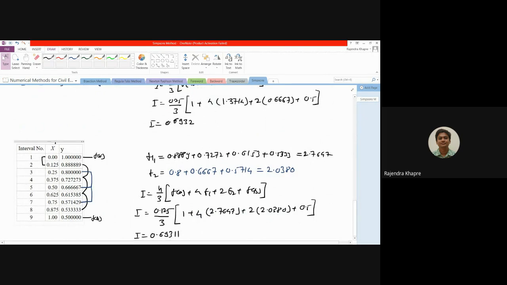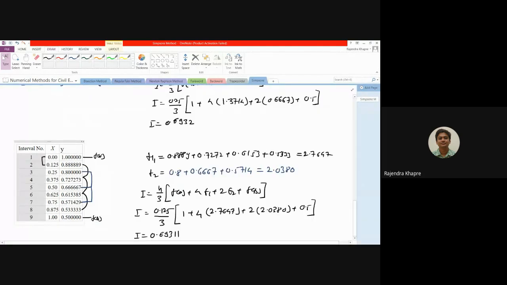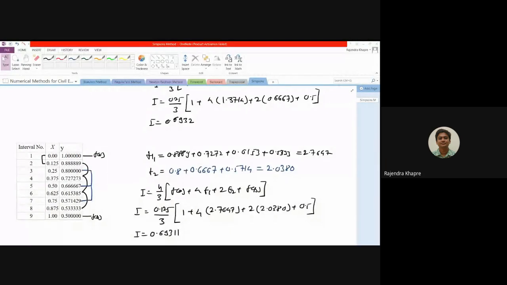So with the help of these 8 intervals or 9 points, we are getting an accurate value up to 4 digits. But if you see the trapezoidal method, even after taking 5 intervals, we got the value of 0.6941, whereas it should be 0.6931. So you can see if you use more intervals in Simpson's method, you are definitely going to get more accurate results. I hope this is clear to everybody. Yes, students, is it okay?